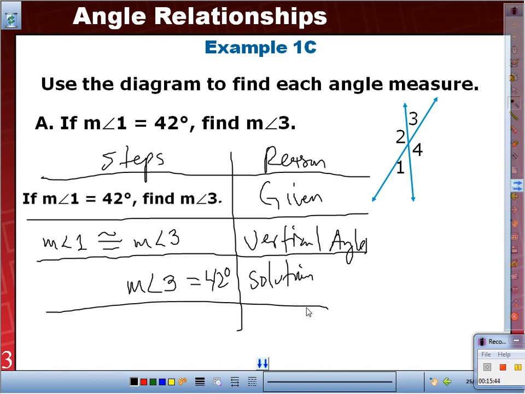Yeah, we got this? Okay. All right. And of course, if I was to say example 1D and I was to ask you instead of angle 3, look up please. Instead of angle 3, I asked you for measurement of angle 4. Go to your neighbor, let them know how your two-column proof would look if you were to solve for measurement of angle 4. Go.